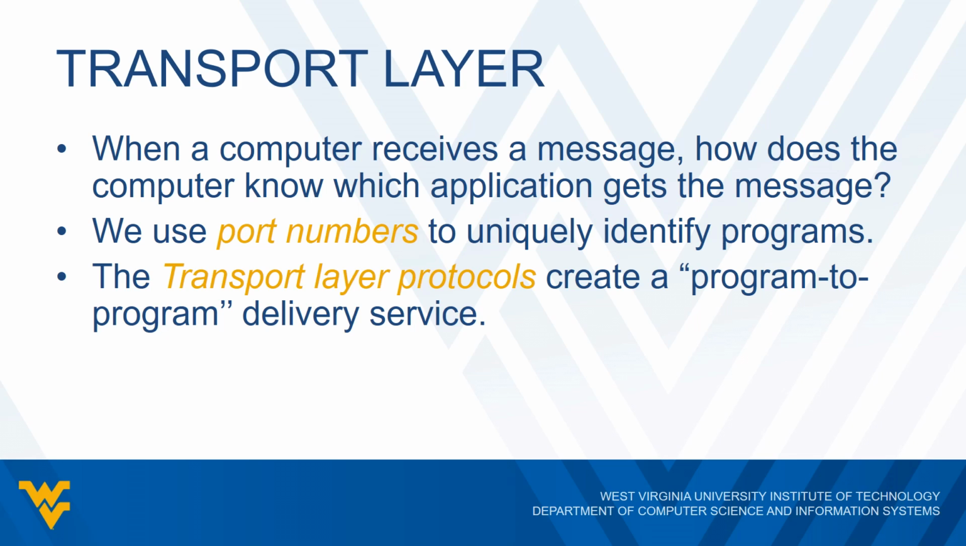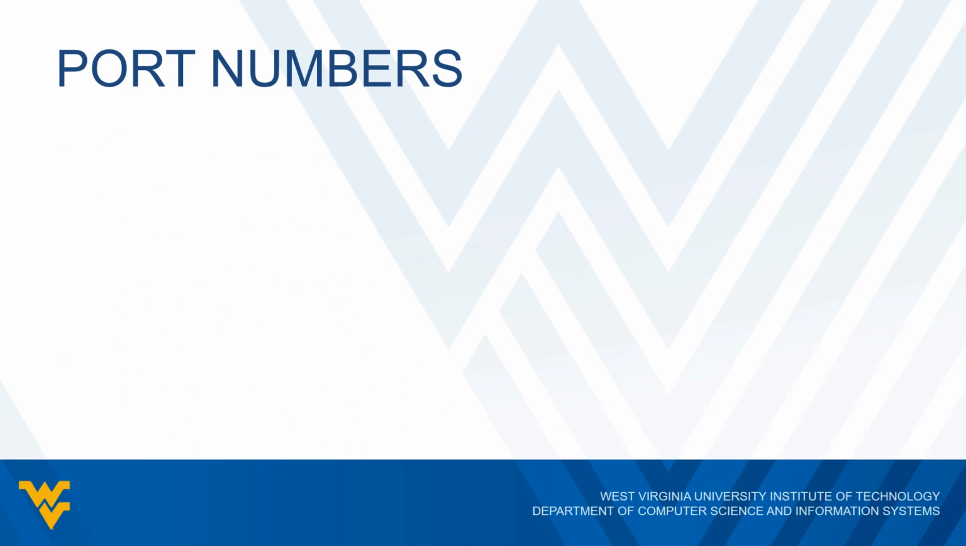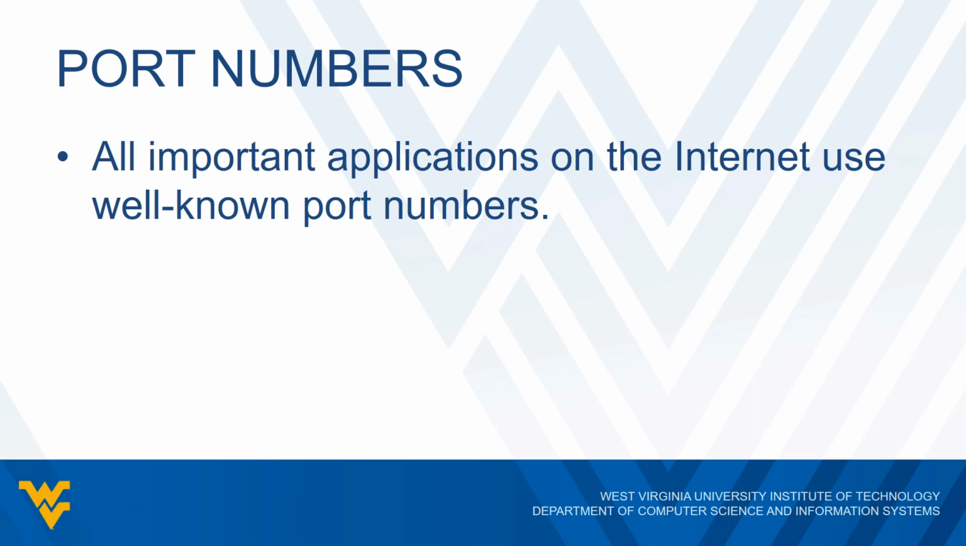So the purpose of the transport layer protocol is to create this program-to-program delivery service. The idea is that we would actually move messages from one specific program at a host to another specific program at the destination. So it's not that we're just moving it from one host to another. We're trying to figure out, once a message is received, which program should actually get it. And this is done by taking a look at the port number and then figuring out which program is associated with that port number.